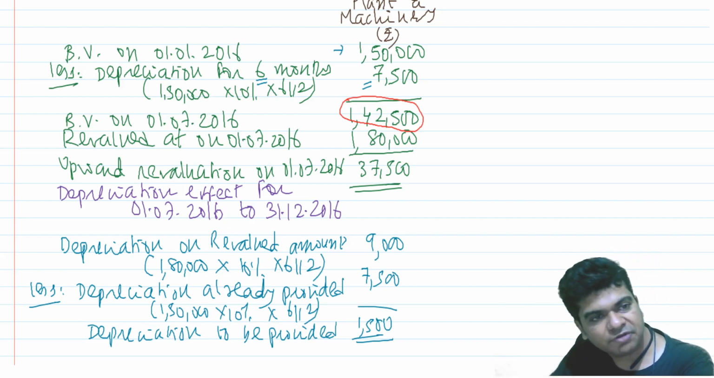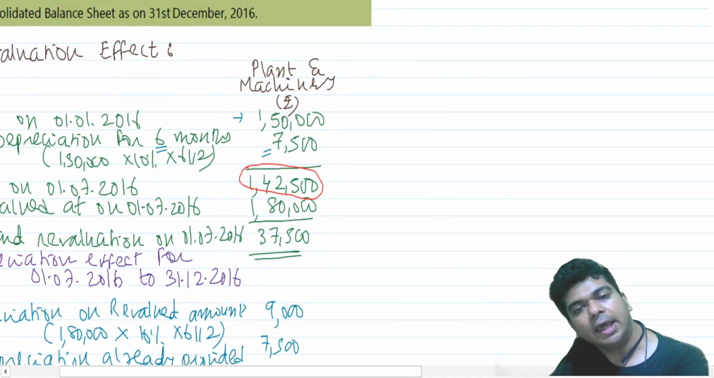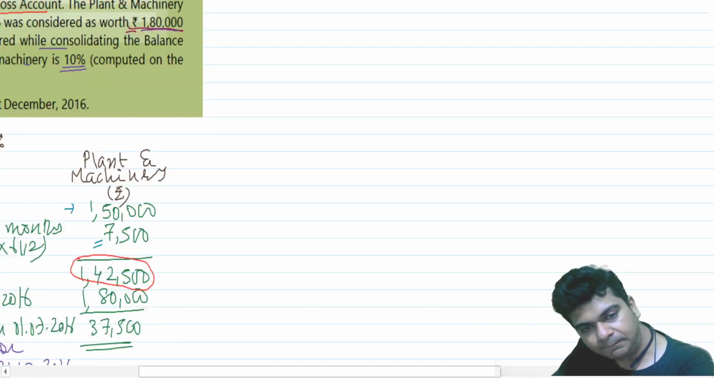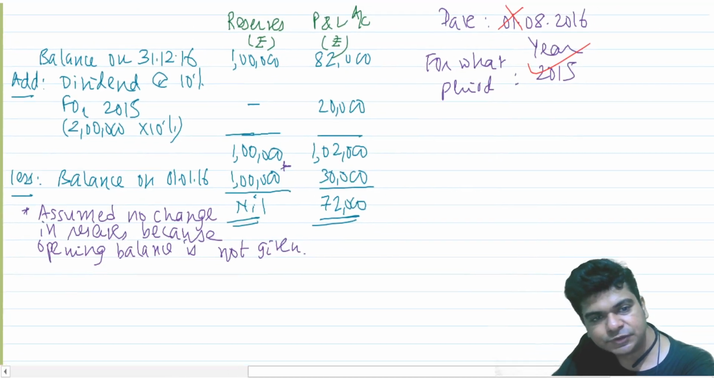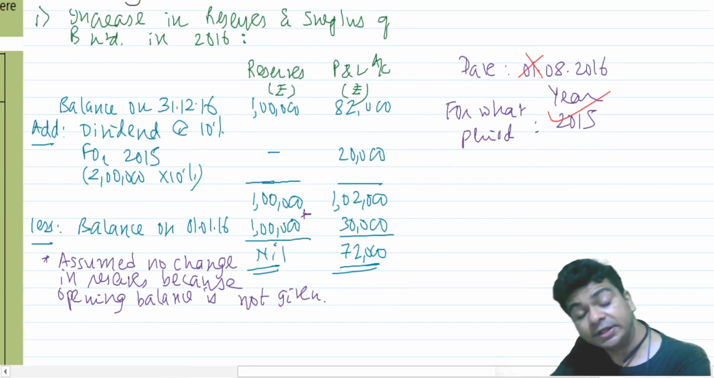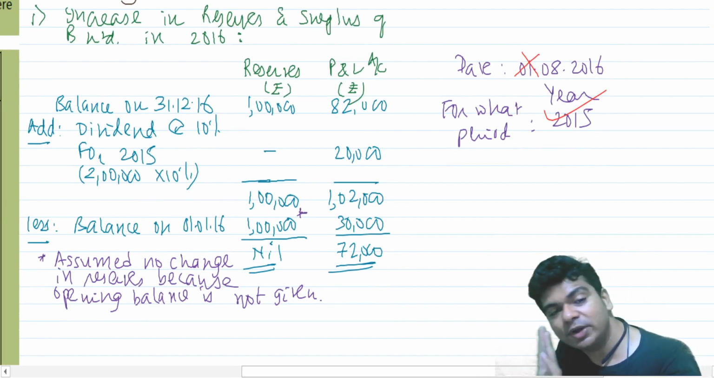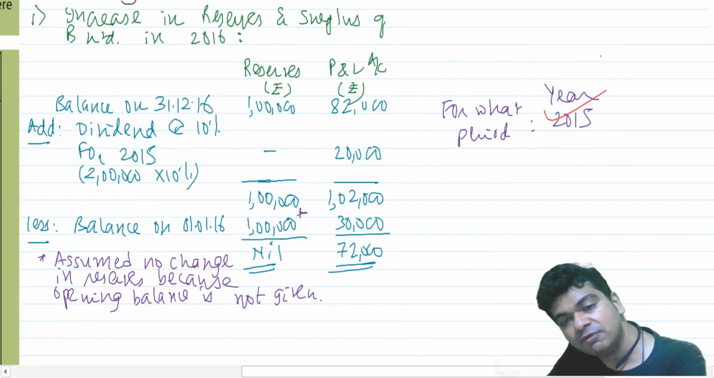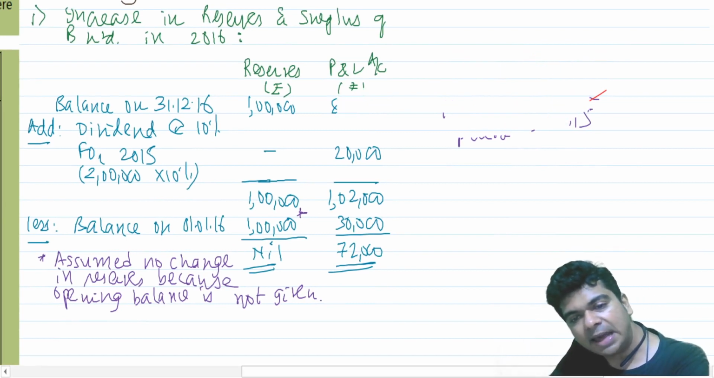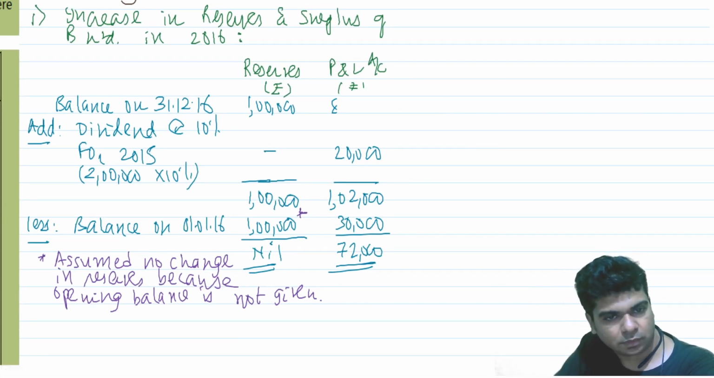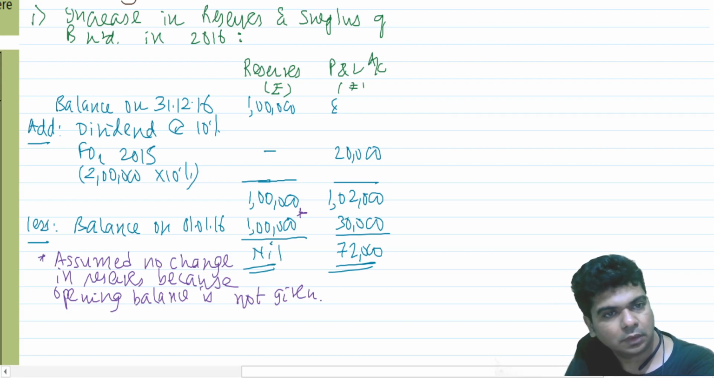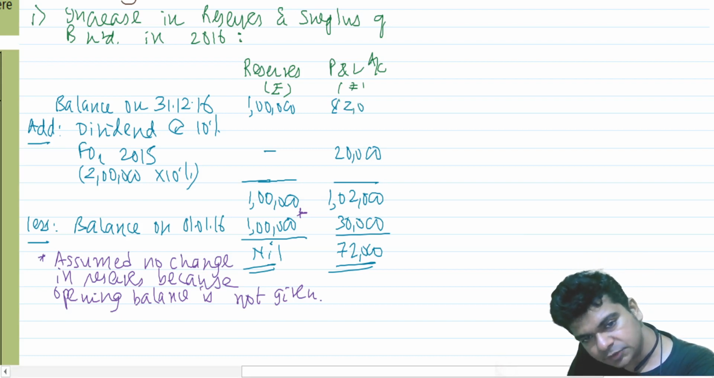Hope you are comfortable with the working. And now it is time to apply the very first principle. Yes, the second principle of consolidation. The first one is line to line addition that I will do, and I will prepare the final balance sheet. This was 82,000.